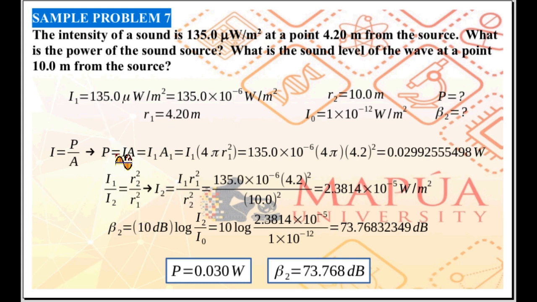Using now the inverse square law, we have I1 over I2 is equal to R2 squared over R1 squared. We know I1, we know R2, and we know R1, the only unknown is I2. We are able to determine the value of intensity I2: 2.3814 times 10 to the negative 5 watts per meter squared. Using the equation for sound level, beta is equal to 10 decibel log of I over I naught, we are able to determine the sound level beta 2 because now we have determined I2. The equation is complete. Beta 2 is 73.768 decibels. That is the sound level at a point 10 meters from the source.